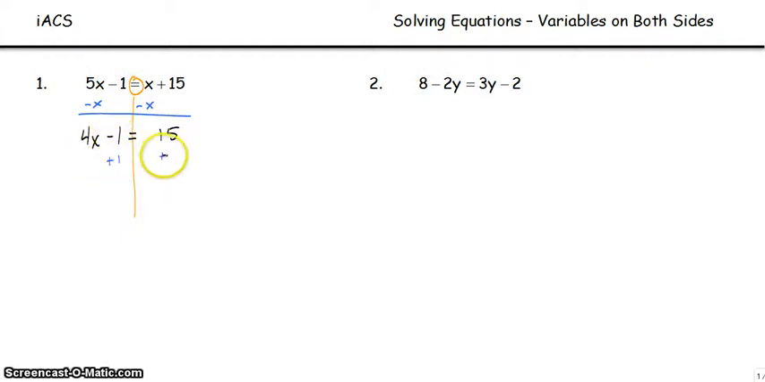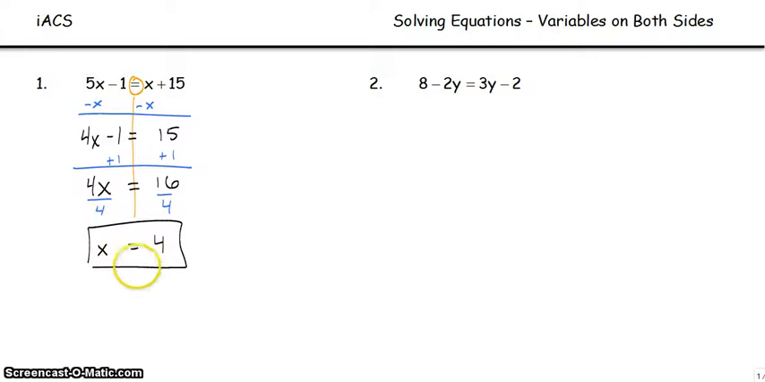I will add 1 to both sides, directly below like terms again. 4x is all that's left on the left. 15 plus 1 is 16. 4x is multiplication, so I will divide on both sides by the 4 to move the 4 and leave only the x. Bring down my equal sign. 16 divided by 4 is 4. My variable is isolated and I'm done.